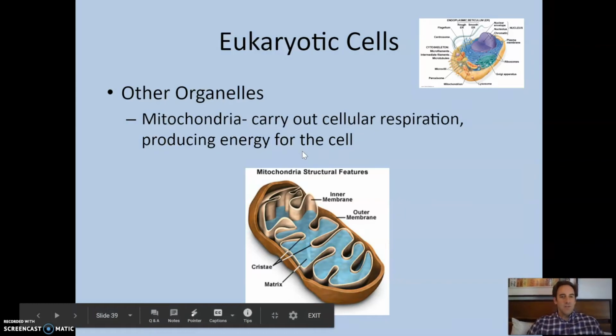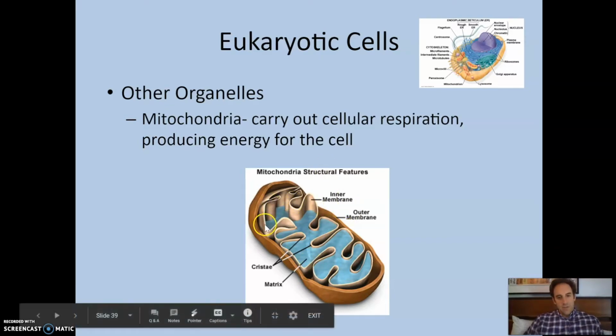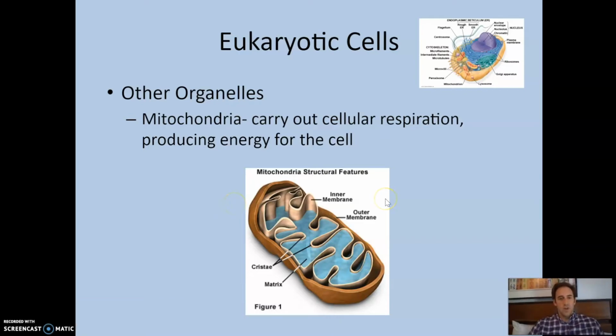So then there's some other organelles that I want to be sure we touch on. The mitochondria, its job is to carry out cellular respiration, producing energy for the cell. And note, it has a large surface area on this inner membrane here. And that's significant. We're going to talk more about that in a later unit. So let's draw that one in.